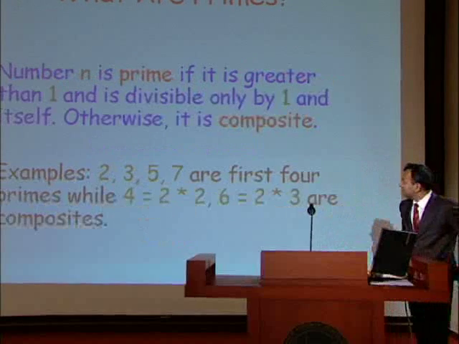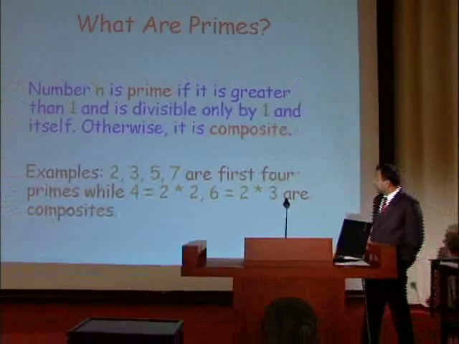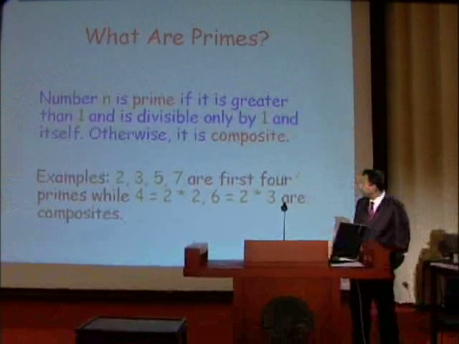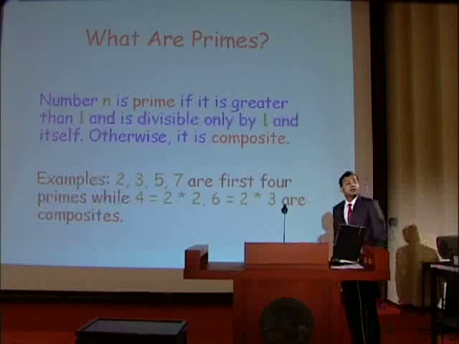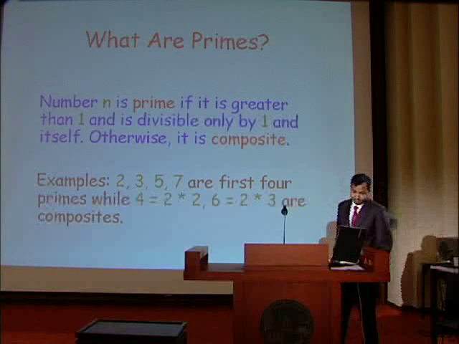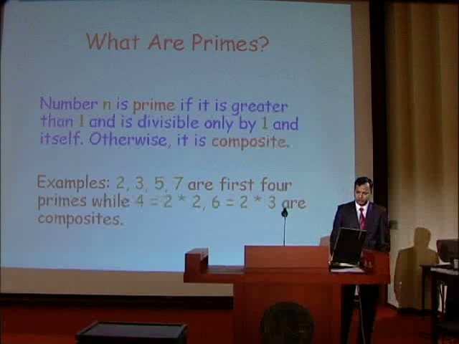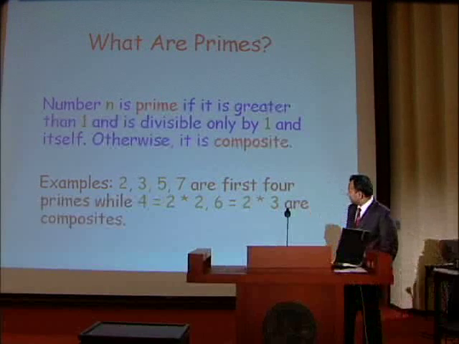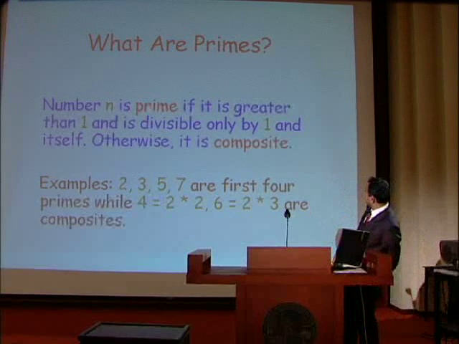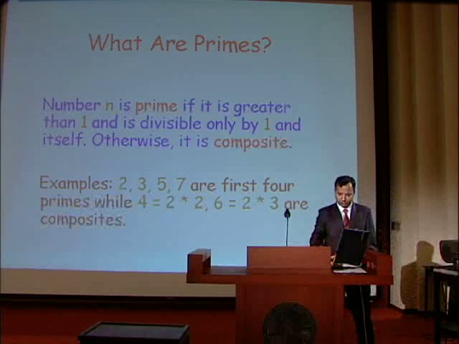So what are primes? We all know that a number is prime if it is greater than 1 and is divisible only by 1 and itself, no other number. Otherwise, we call it a composite number. And 2, 3, 5, 7 are examples of the first few primes.